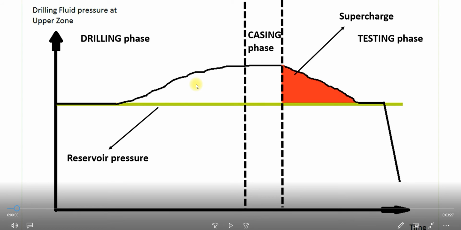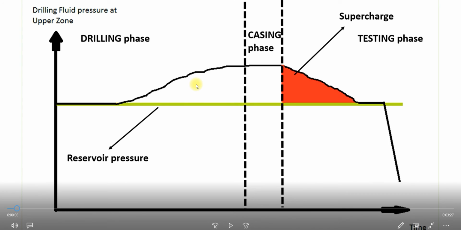When we drill, you have an accumulation of pressure near the wellbore area because it doesn't have the time to dissipate in the formation. That's why you have this pressure during casing phase that is higher than reservoir pressure. So the casing locks the pressure, so it seems constant for a while, and then the pressure slowly dissipates.